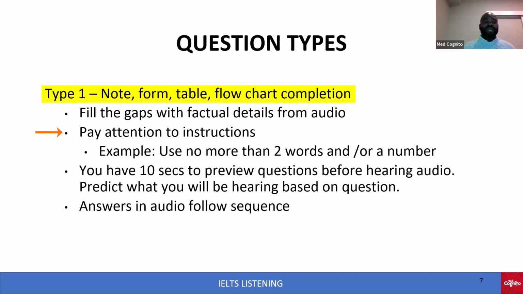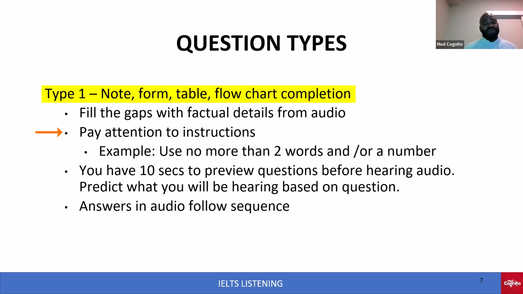The second point, pay attention to instructions, and I'll go into further detail in the next slide on this one. So for example, you may be told, use no more than 2 words and/or a number in order to answer the question. In this case, if you go ahead and use, let's say, 3 words and a number, you'll be penalized. And so for a question that you should have easily gotten correct, you should have easily gotten all the marks, you would end up losing some points, because you didn't follow the instruction.